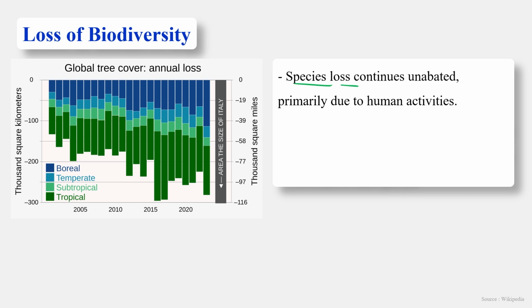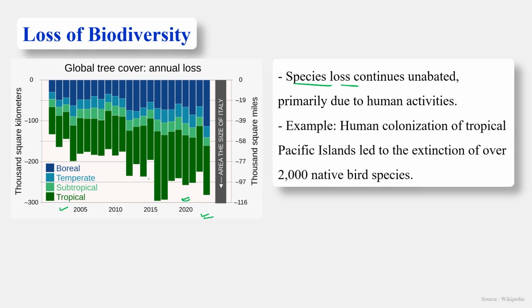As you can see in this particular graph, from 2005 to 2020, different colors denote different areas: navy blue boreal, then temperate, then subtropical and tropical. From 2005 to 2020, you can see increased deforestation occurred mainly in tropical areas. Okay, so why? Mainly because of human need, human activities.